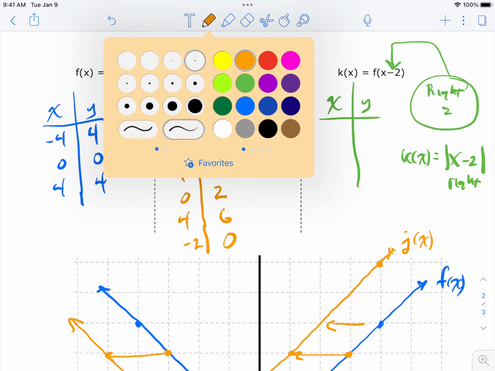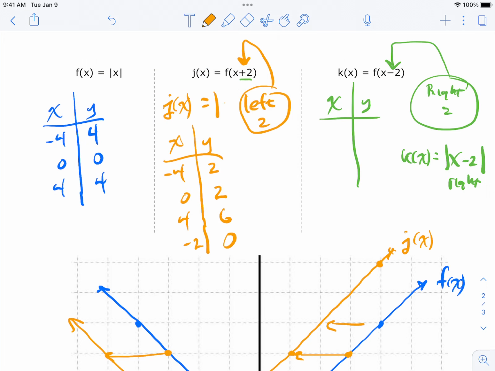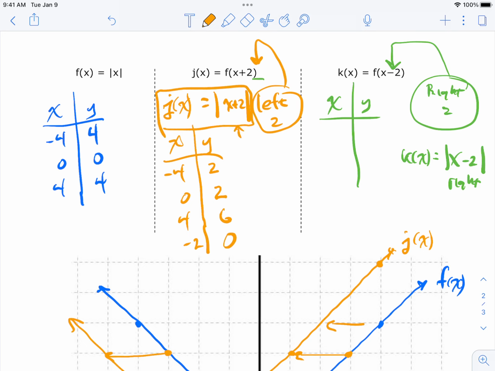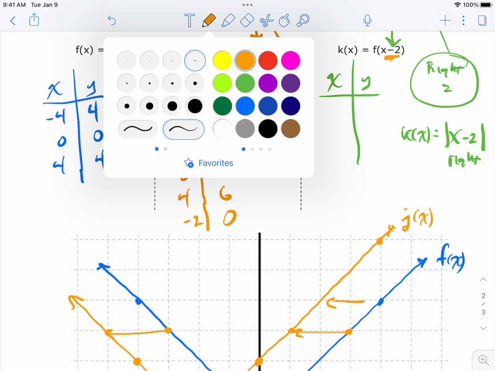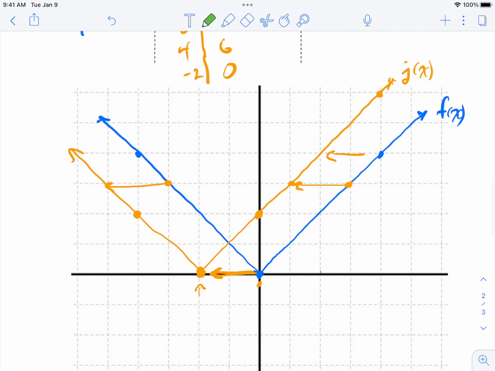It looks like I forgot to write that over here. j of x is going to be the absolute value of x plus 2. That would be how our j of x equation looks: we took the function and went inside the function, and wherever we saw an x, we replaced it with an x plus 2. So instead of the absolute value of x, it's the absolute value of x plus 2. That's our equation. Again, if you make it an x minus 2 instead, your graph is going to move to the right. If you want to prove it to yourself, you can plug in some values, but I guarantee this is what it's going to end up looking like.